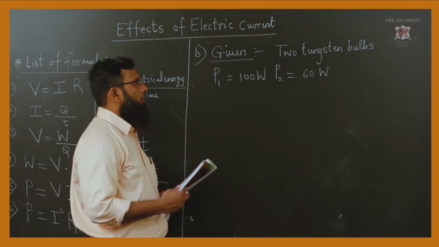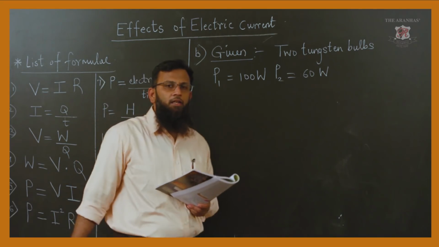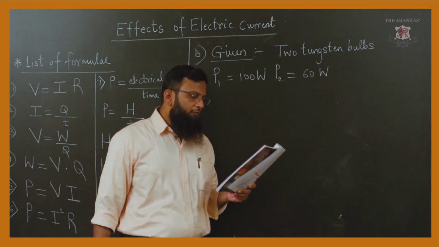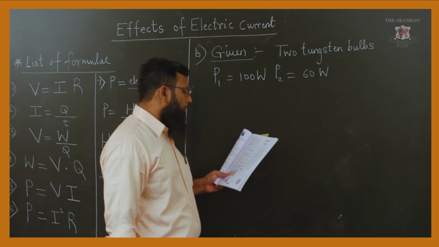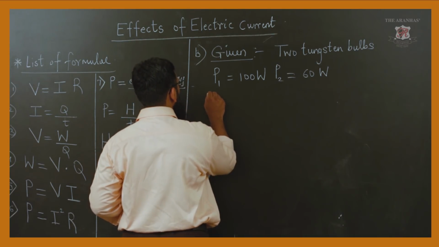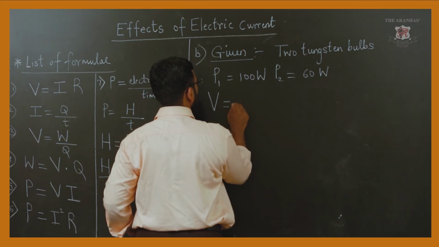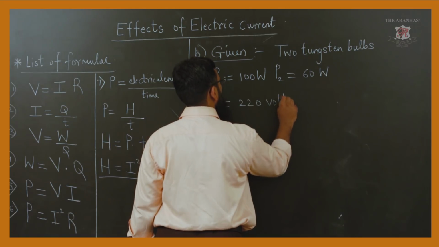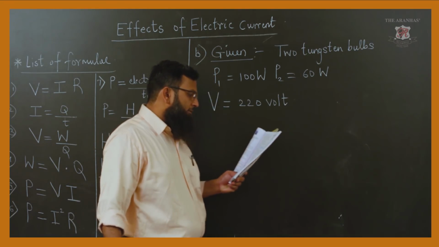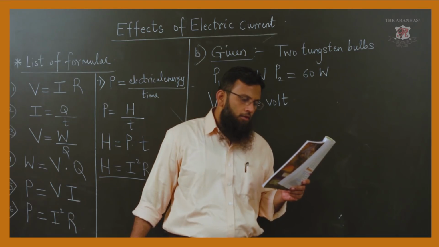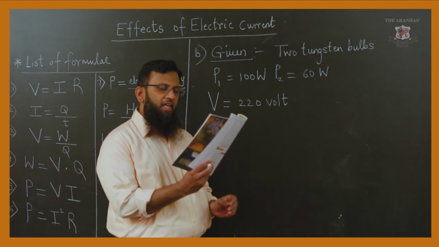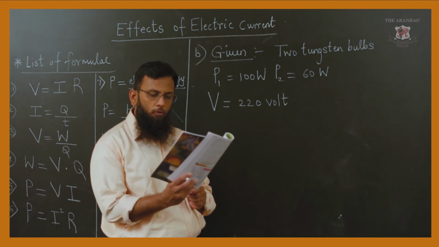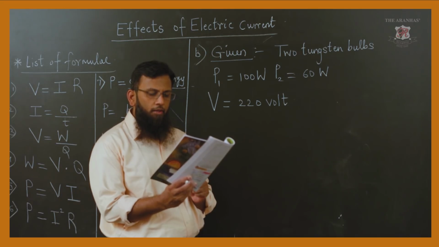More the power, we will find more is the intensity, more area can be illuminated. They have given these bulbs, they work on a potential difference of 220 volt. So, the value is given for the potential difference to be 220 volt, and they want us to calculate, if they are connected in parallel, how much current will flow in the main conductor.